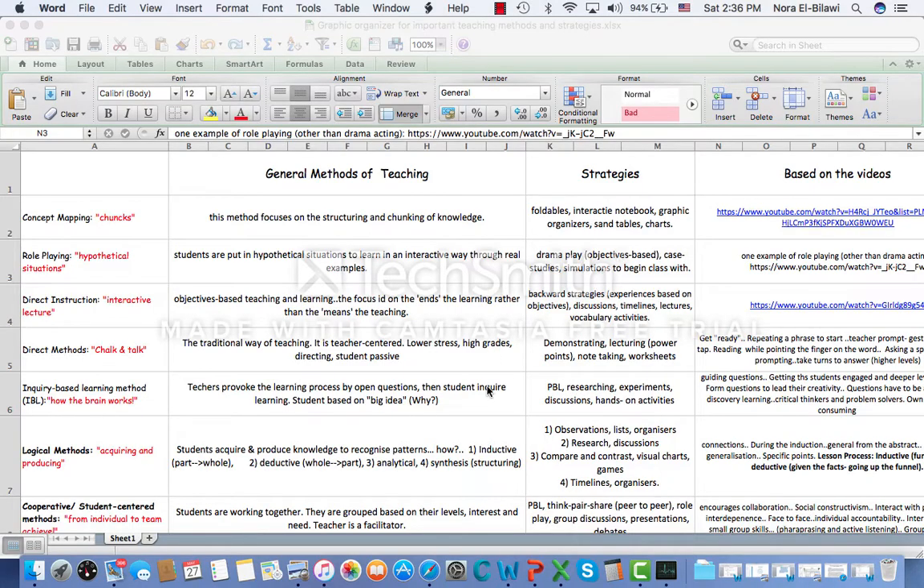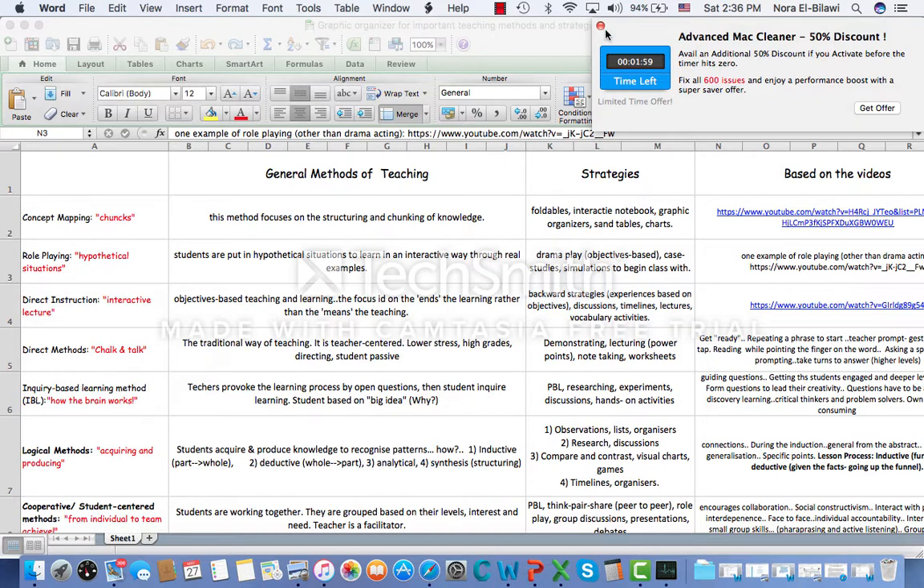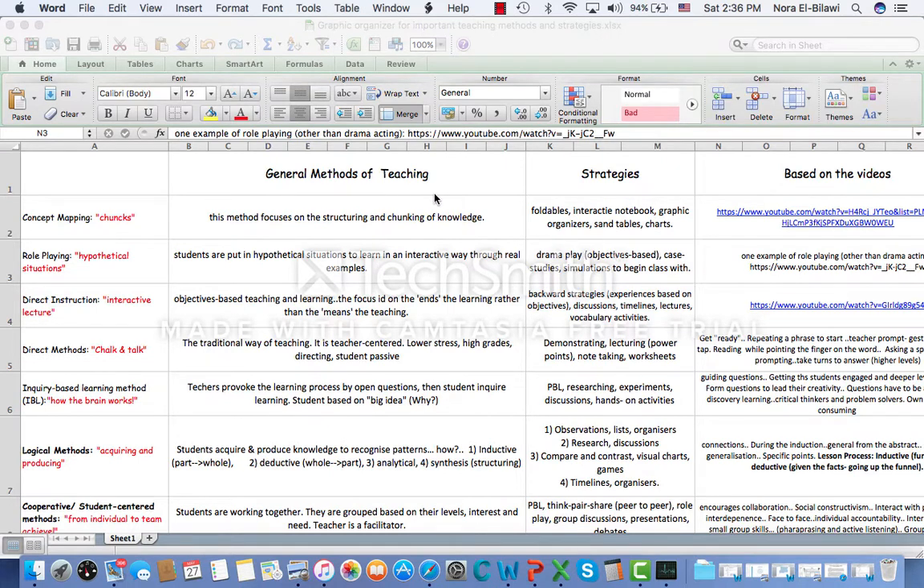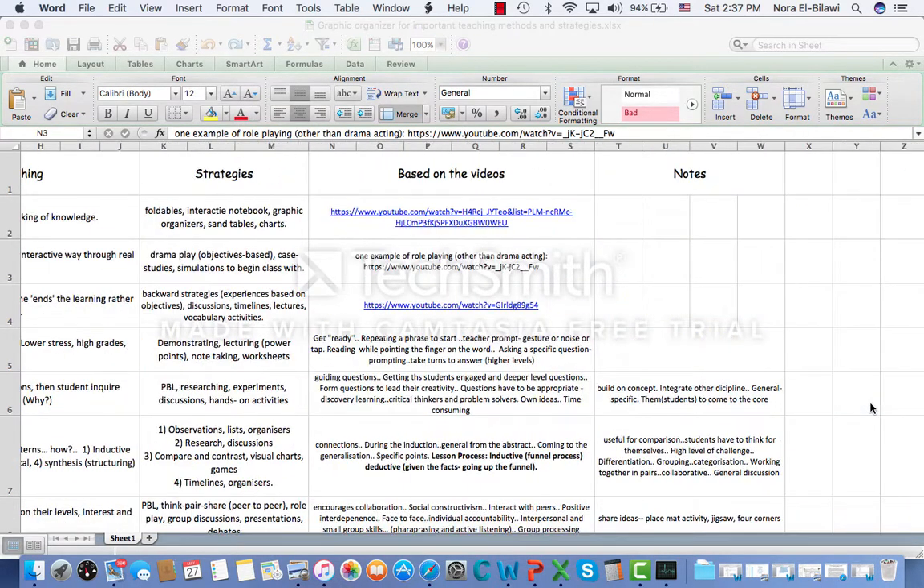If you go to Blackboard, you'll find this Excel sheet that has what you see in front of you, the list of the methods. I have the methods written for you, and then the general methods of teaching that match with it. What are the strategies that best implement the method, and then some videos and examples for you if you want to see the application of this method? How can I apply this? You can go to this last column.